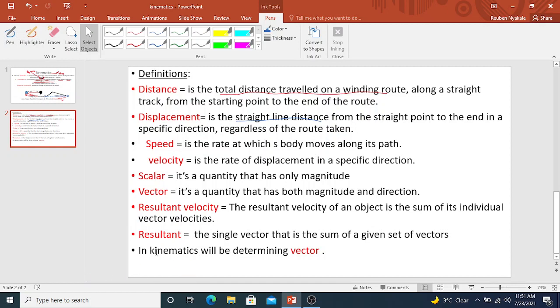In kinematics, in short, we will be determining vectors using words, numbers, diagrams, and all that. That's what we will be doing in kinematics. Please know those definitions that we have in kinematics, because the definitions are possible questions for exams.